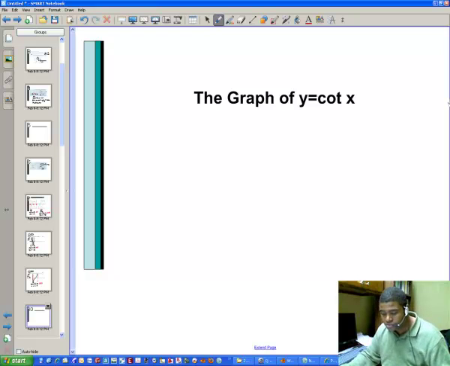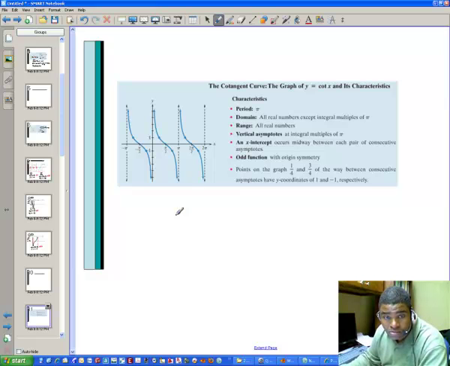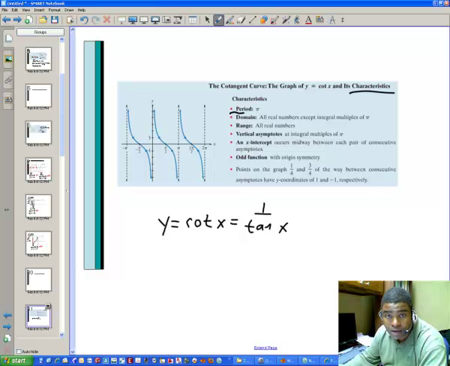Alright, let's take a look at the cotangent function. When we look at the cotangent, y is equal to the cotangent of x, which is really 1 divided by the tangent of x. So the cotangent has certain characteristics about it. Of course, the period is pi, and our domain here will be all real numbers except multiples of pi. Our range will be all reals.